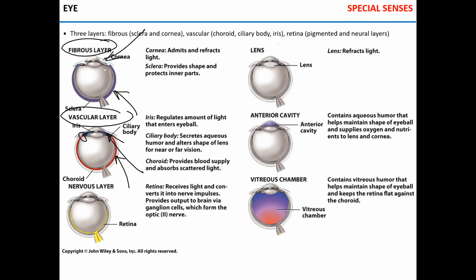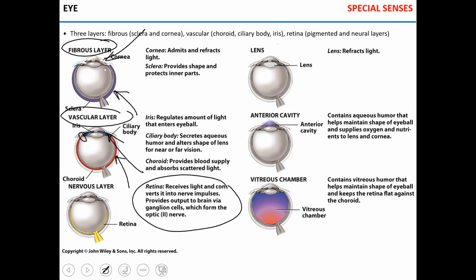The deepest layer of an eye is the retinal nervous layer, which consists of photoreceptor cells and pigmented cells. And the function of this layer is to absorb the light and convert the light into the nerve signals, which then will be sent through the optic nerve to the brain.